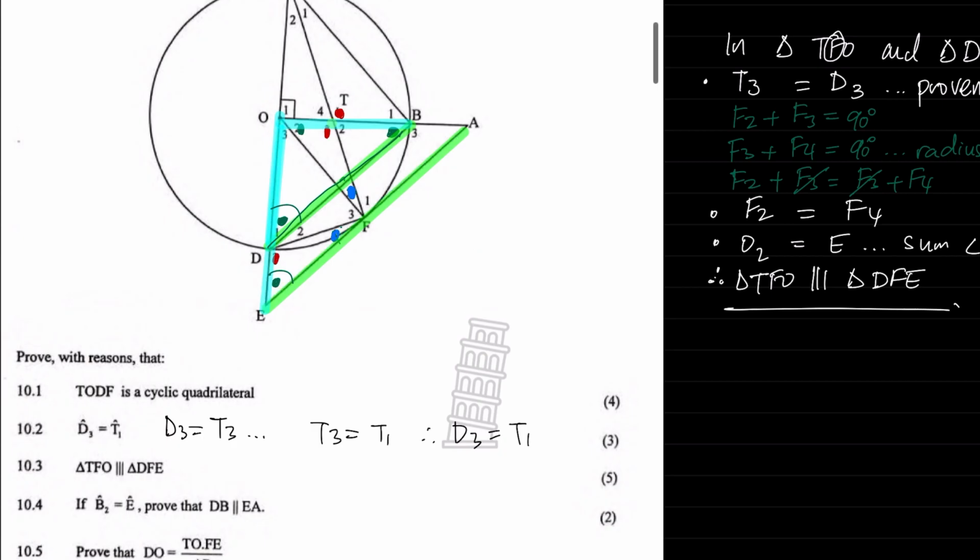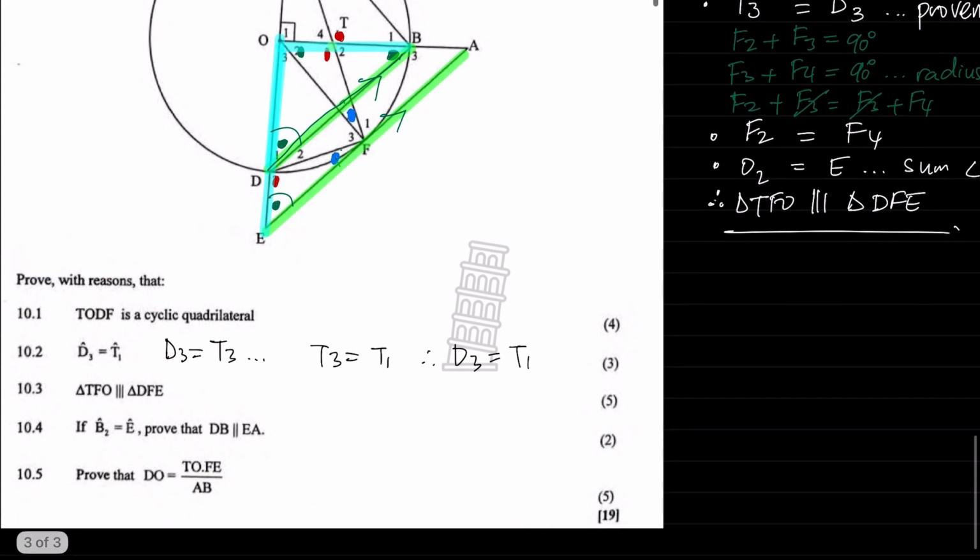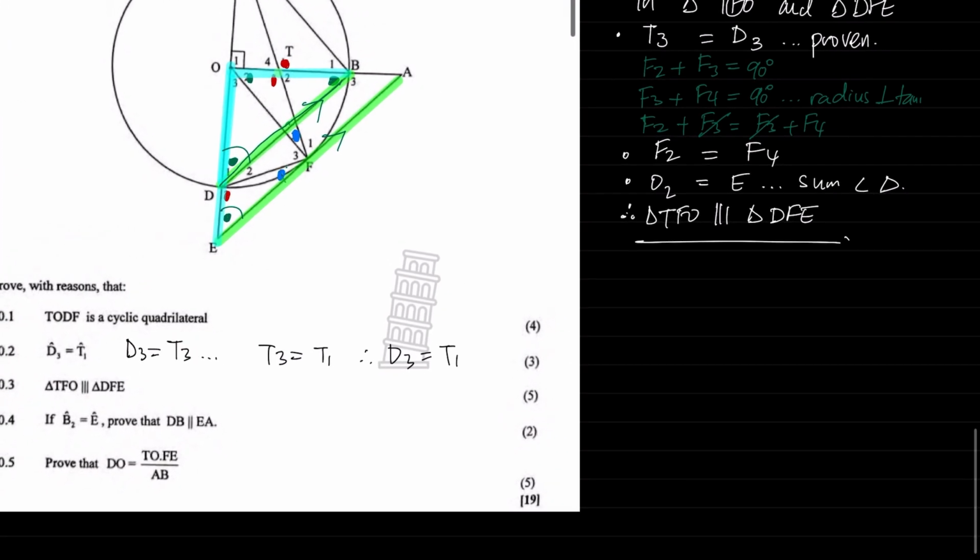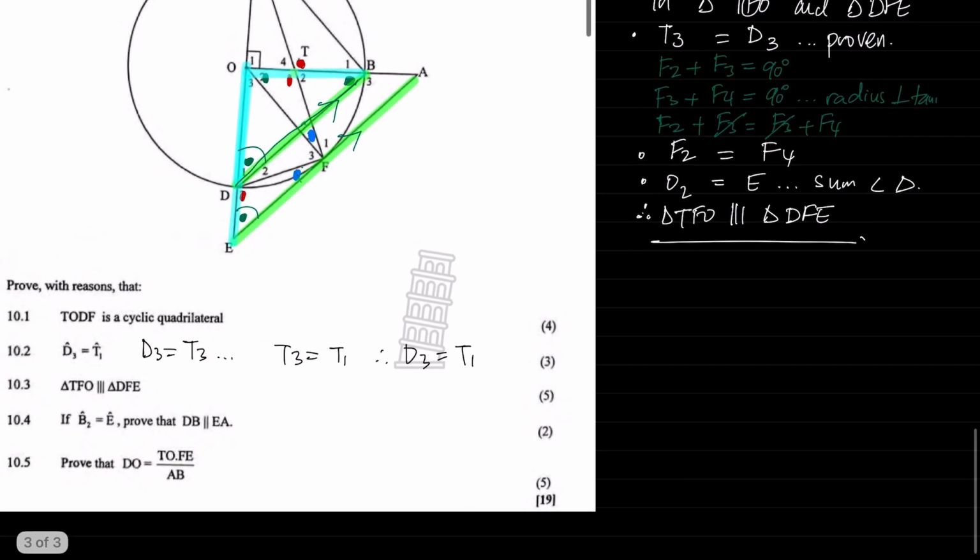Let's neaten this up a bit now. So that is parallel to that. Okay, and then on to the last question. Prove that DO is equal to TO times FE all over AB. And this is a bit of a tricky one. So let's go through it together. Now, usually when you get these kinds of questions, you do need to go back and use the stuff that you've already proven before. So in this case, I'm going to use 10.3.